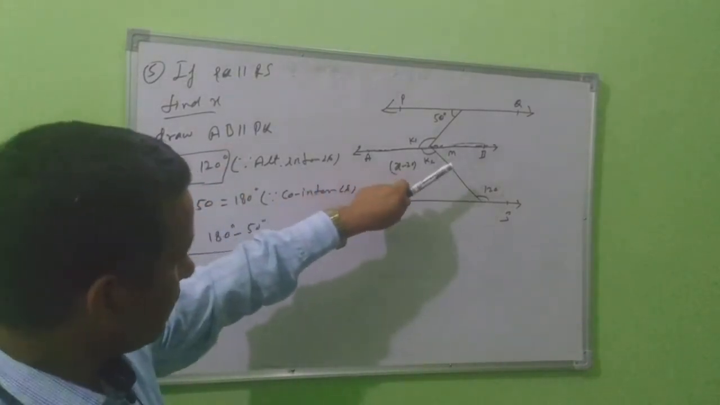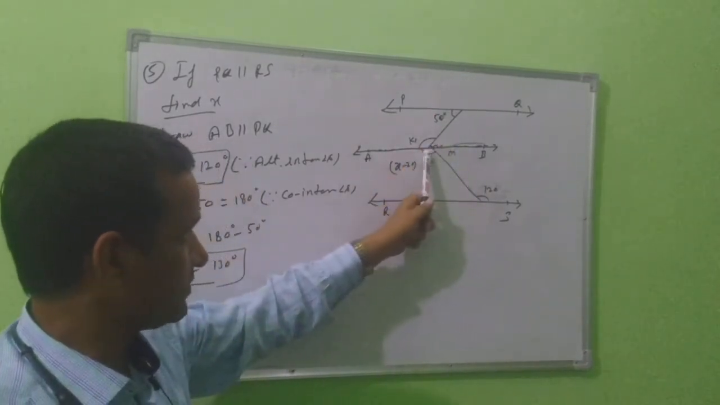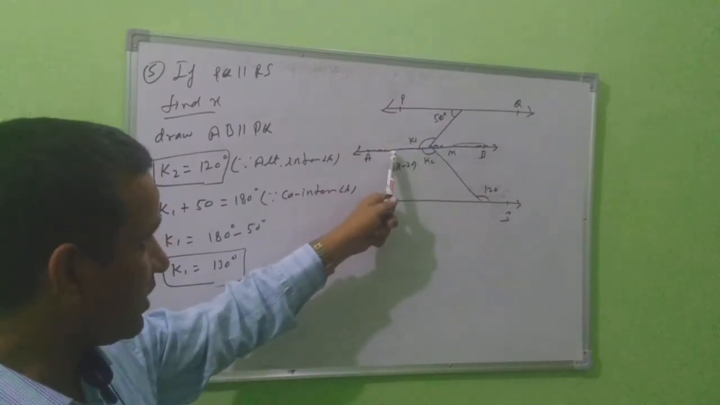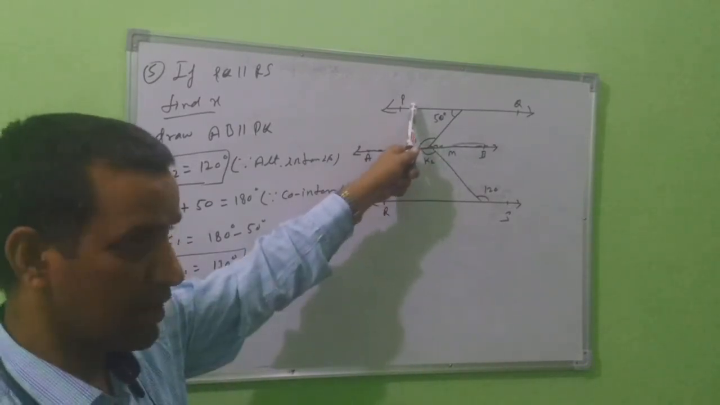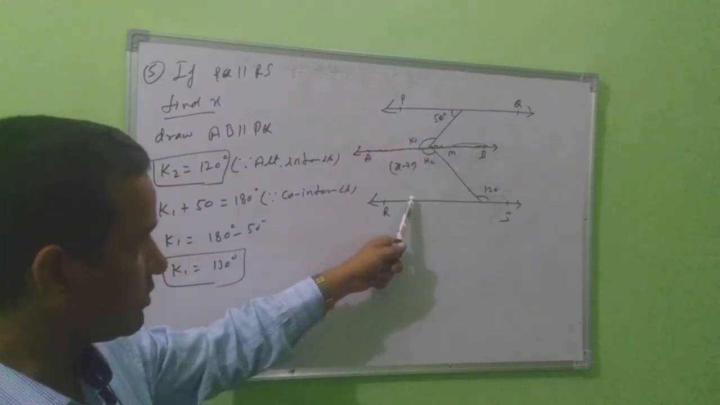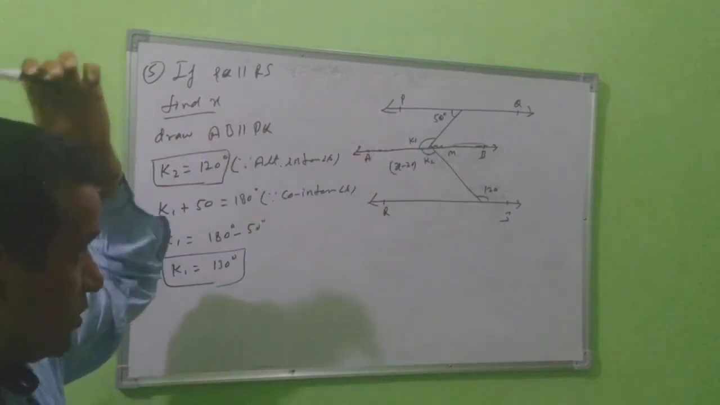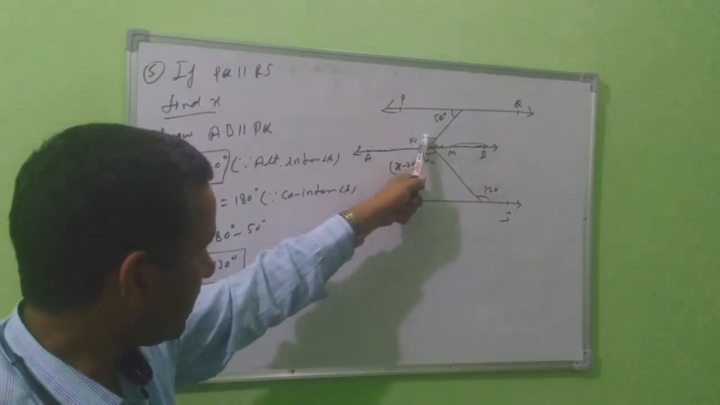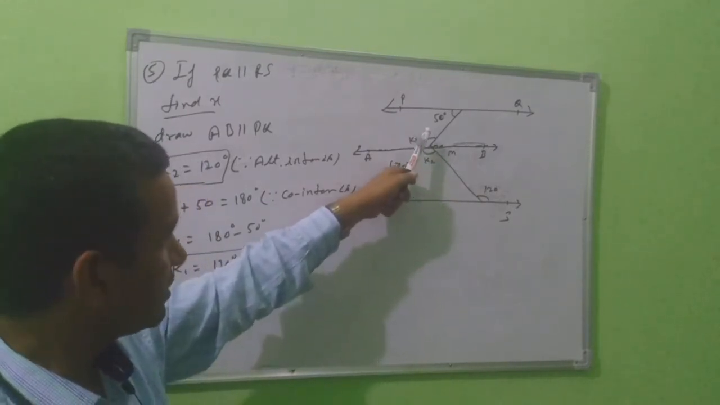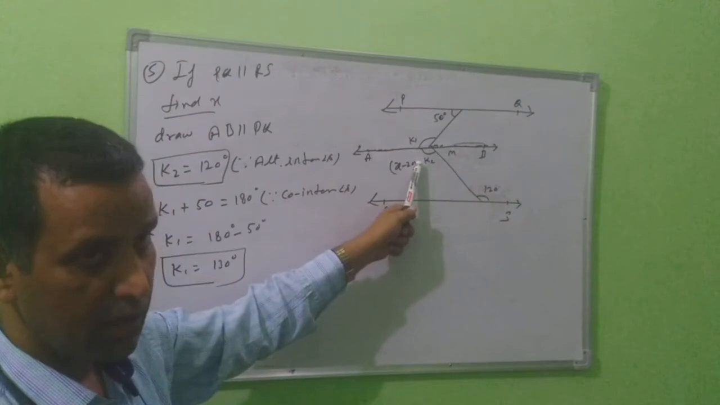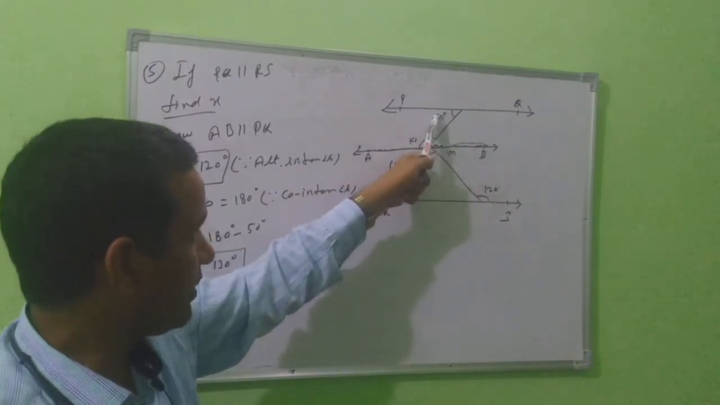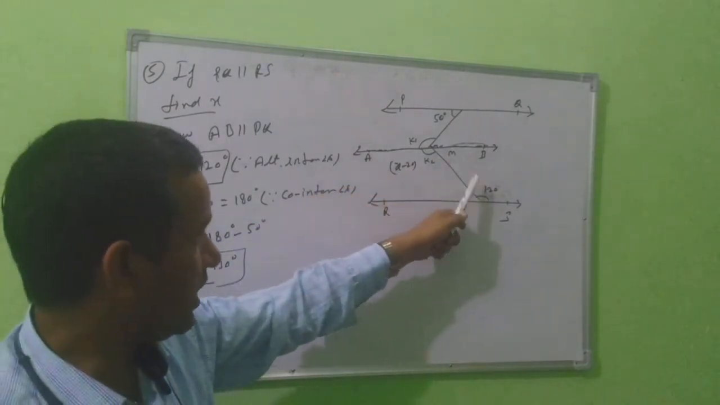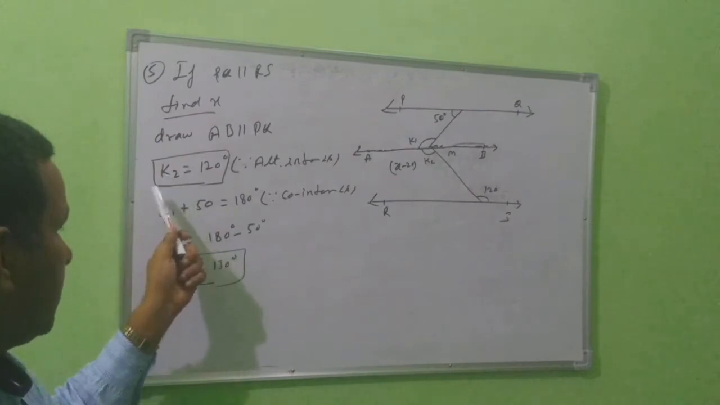Now look here. First of all, I have drawn a parallel line to this and this. Both lines are already given as parallel. We have drawn only one pair here. This and this line are parallel, so this line is also parallel to this. Then I have converted this complete angle into two parts, K1 and K2. So this and this angle have the relation of alternate interior angles, or this and this angle have the relation of co-interior angles. With the help of alternate angles and co-interior angles, we have found the values of K1 and K2.